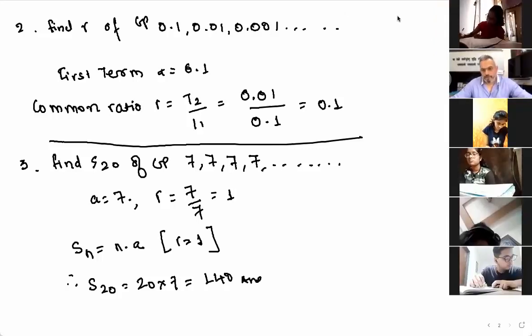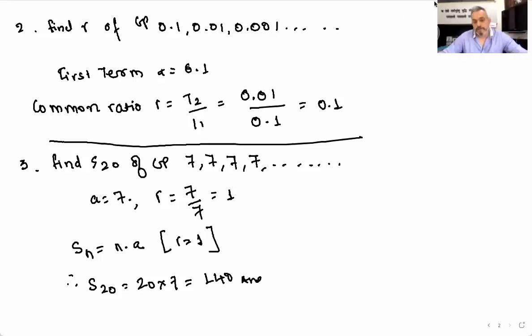Got it, all of you? Formula याद है सबको? Here we cannot use Sn is equal to A into R raised to n minus 1 upon R minus 1. We cannot use this formula.